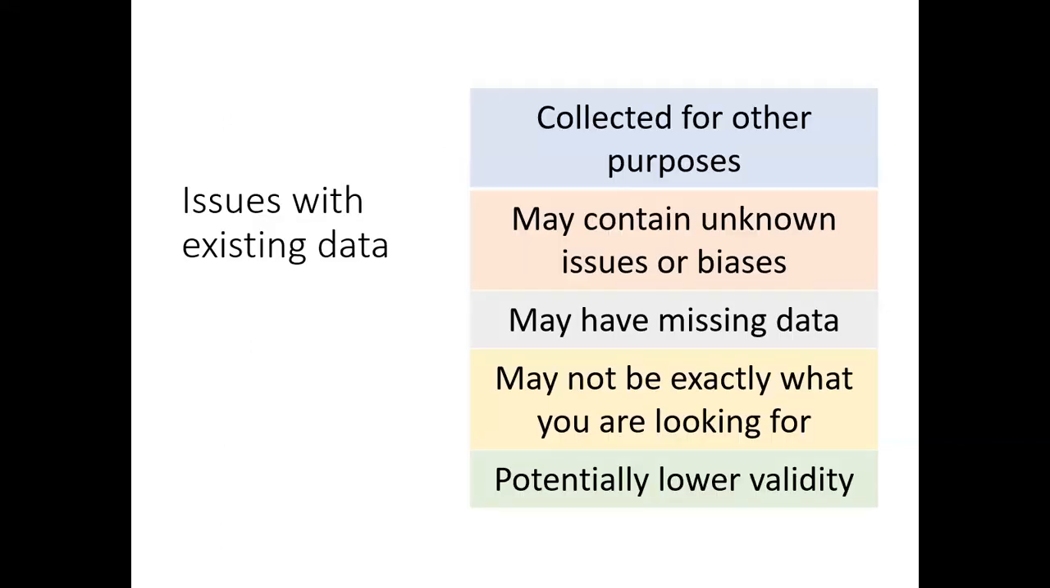It's collected for other purposes. So it may contain unknown issues or biases that we don't know about. Some data may be missing. It may not be exactly what you're looking for. And you have to be concerned about validity. There could be some records that don't have as high validity as some other data.